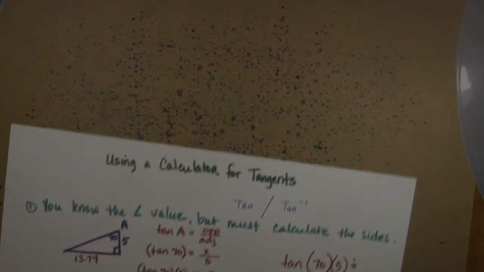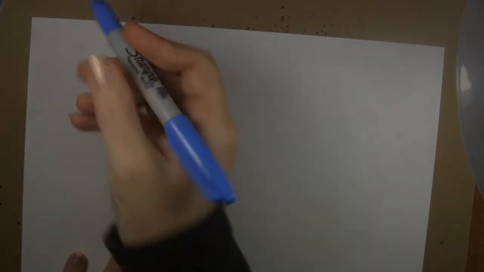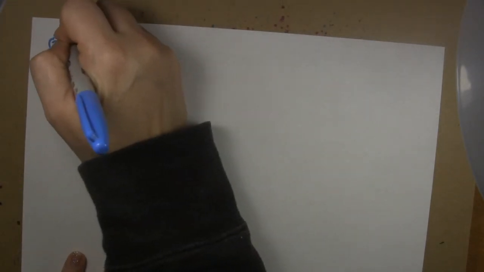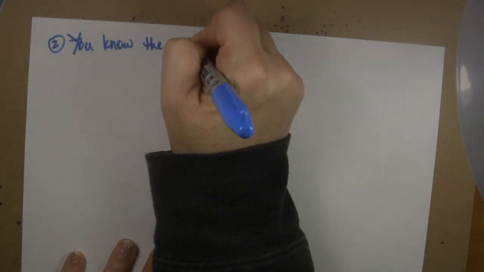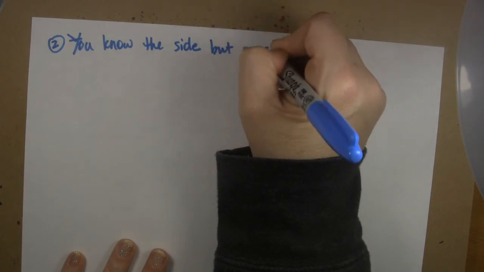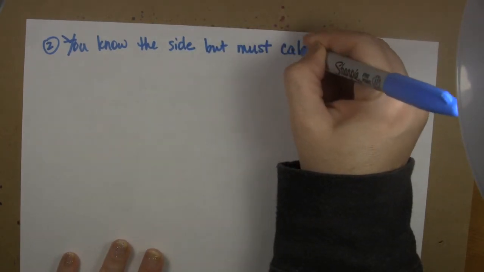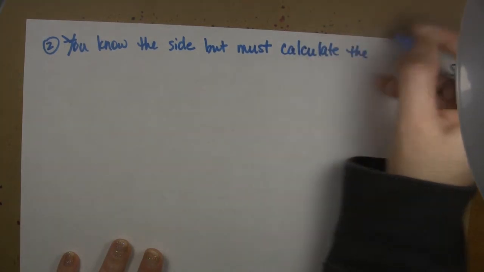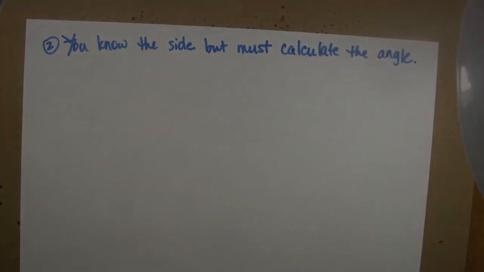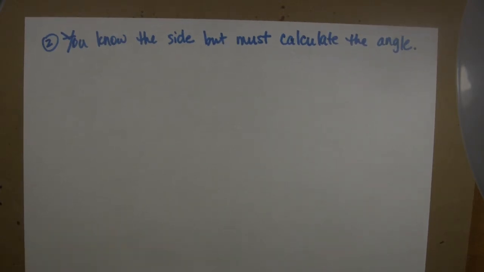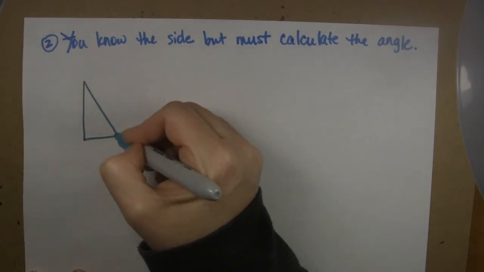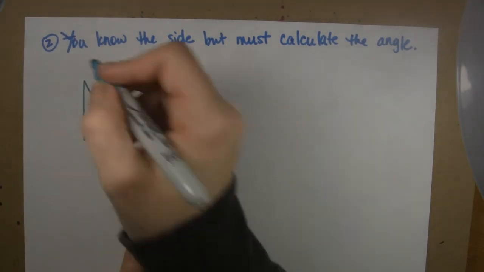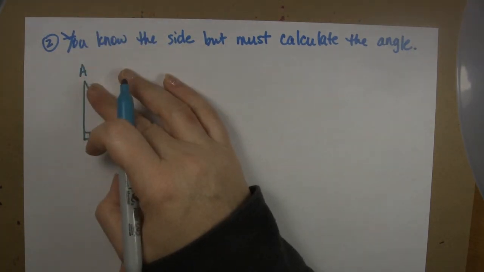What if, however, they make it a little bit trickier and they do this situation where you know the sides, but must calculate the angle. Okay, so let's do an example of this. So let's say that we have a triangle here, and we know that it's a right angle, and we know that this is our A vertex.